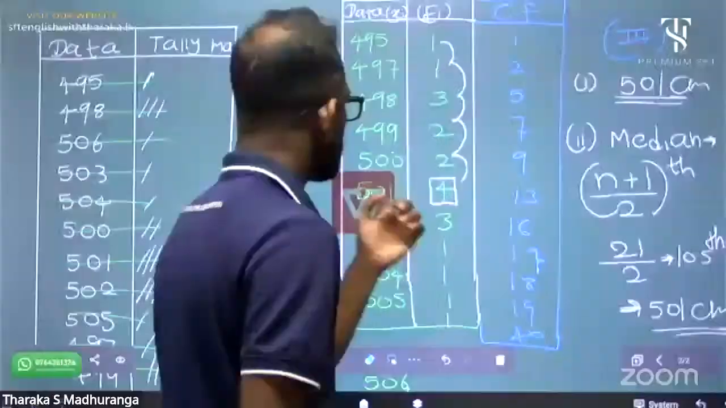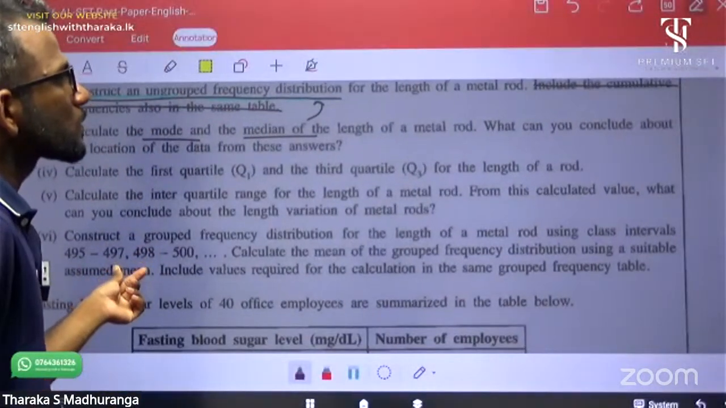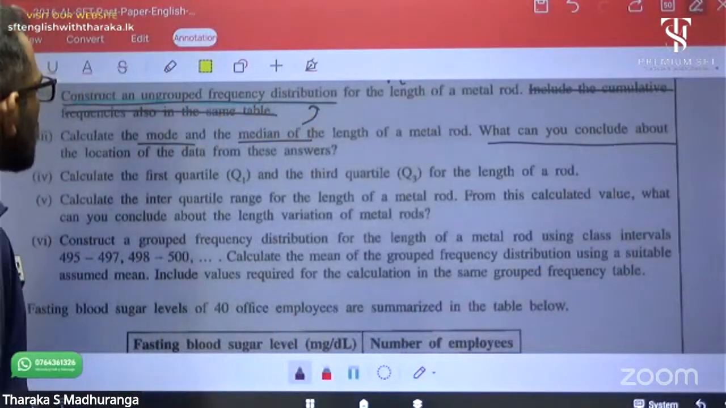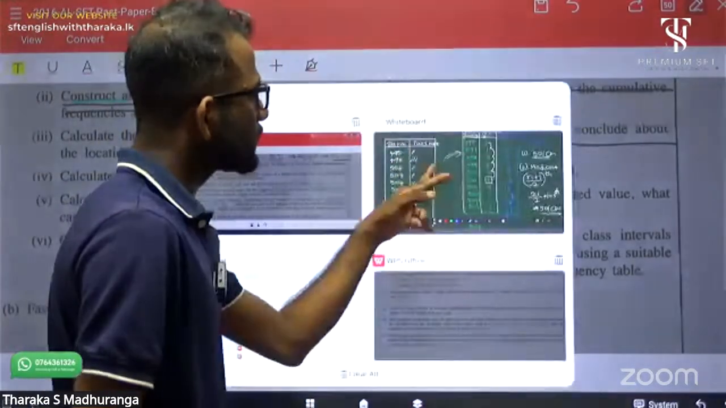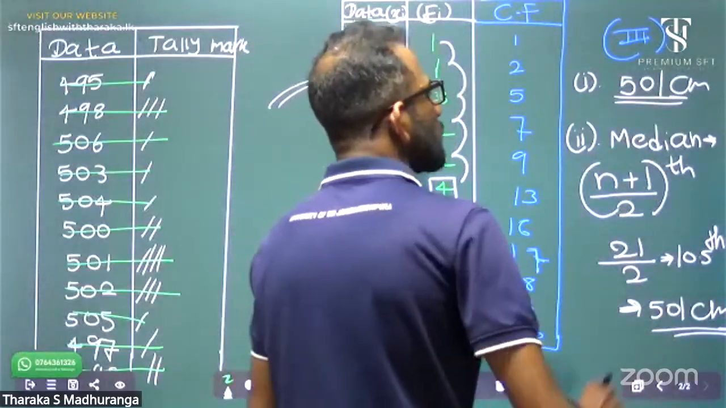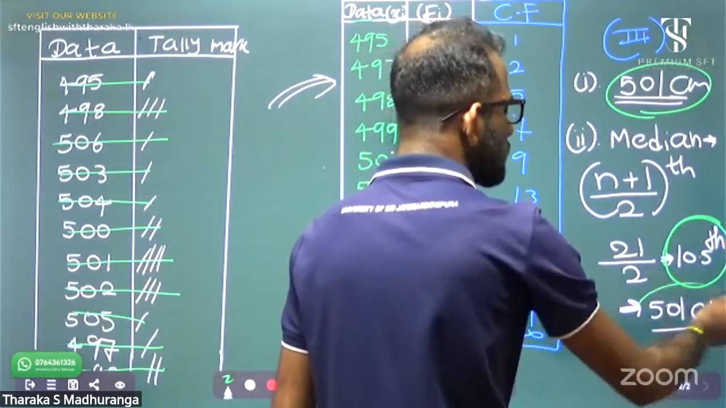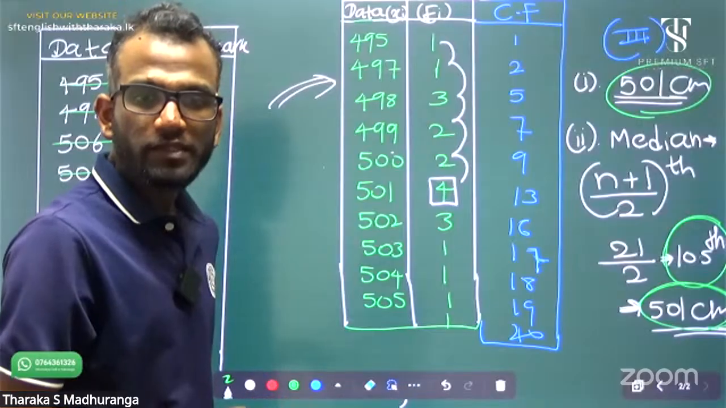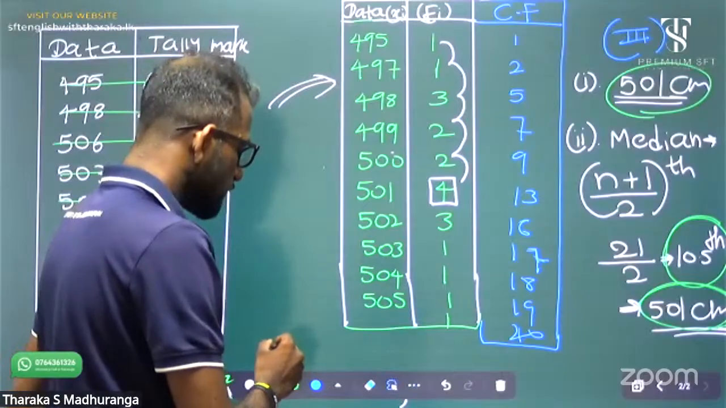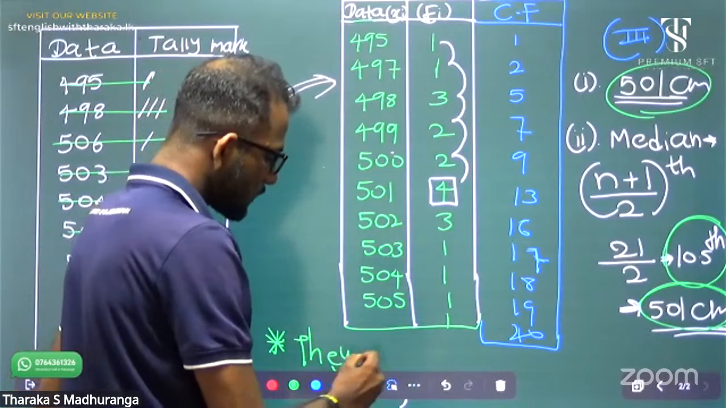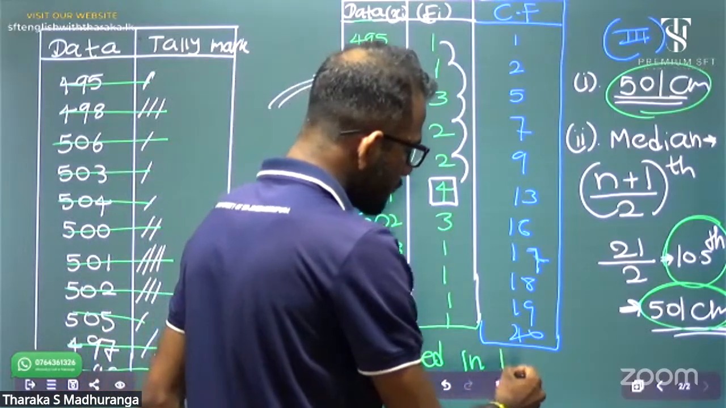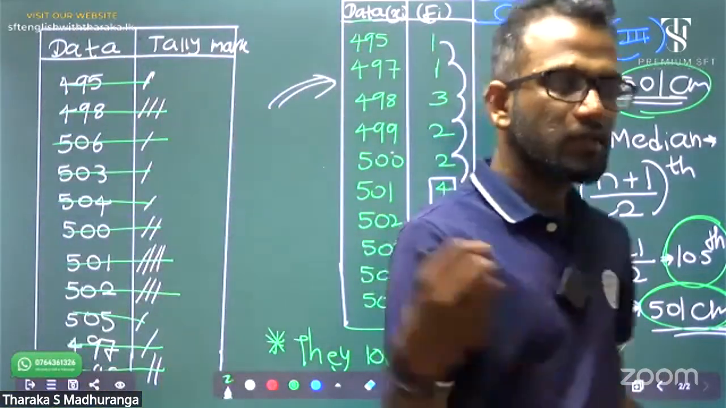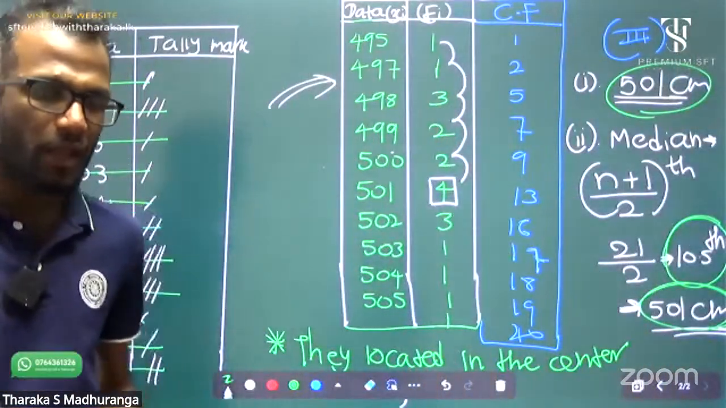Let's move into the next part. The same question asks, what can you conclude? That means what you can explain about the location of the data from these answers. You can see specially that the median and mode were the same value, 501. Now this question asks to conclude about the location, where it is located. Mode and median are located in the center of the distribution, at the center of the distribution.